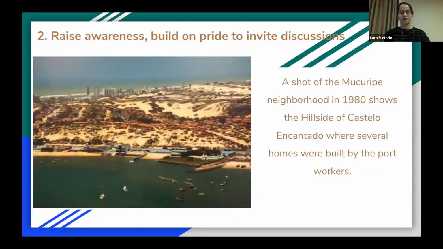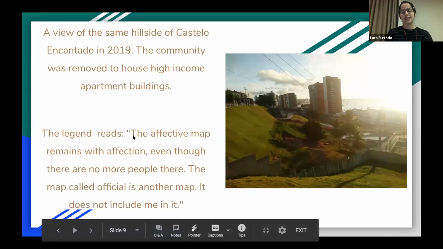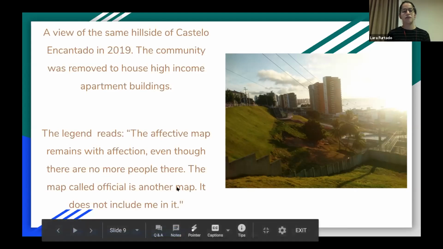But this is not just done for its own sake. Since they say they have a social role, they take all of this grassroots nurturing of cultural capital, and then they invest that capital to catalyze other capitals. So they invite other types of discussions, such as the extensive revitalization and gentrification that's been happening in their area, right? For instance, this image shows the neighborhood in 1980, and there were a lot of homes built on the dunes, and then they contrast this with how it is now, and all these homes have been moved and all these expensive buildings have been put up, right? In the legend that they post, it also says, the effective map remains with affection, but even though there are no more people, the map that is now official does not include me in it, right?